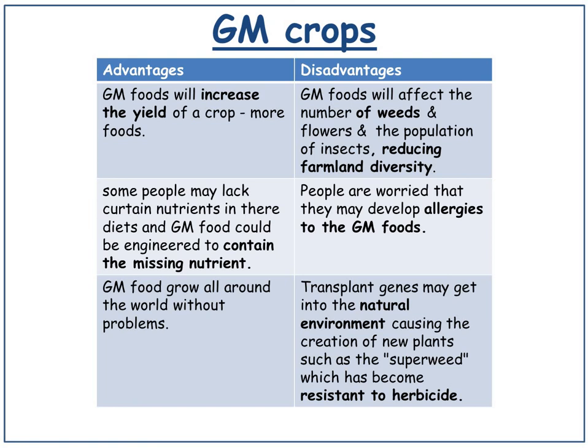The disadvantages are GM foods will affect the number of weeds and flowers and population of insects, which could reduce farmland biodiversity. People are worried that they may develop allergies to GM foods. You can transplant genes, but they may get into the natural environment, causing the creation of new plants such as superweeds, which have become resistant to herbicides.